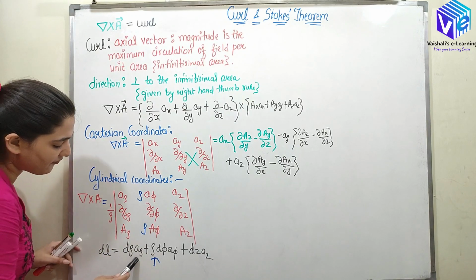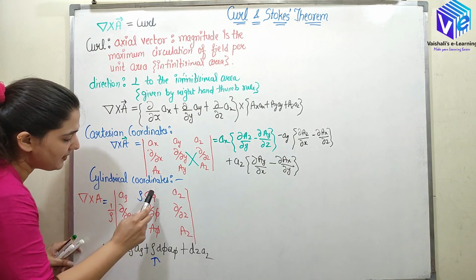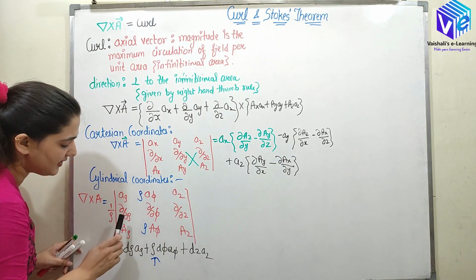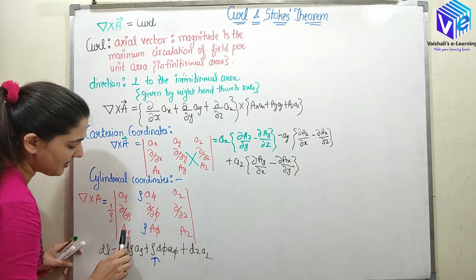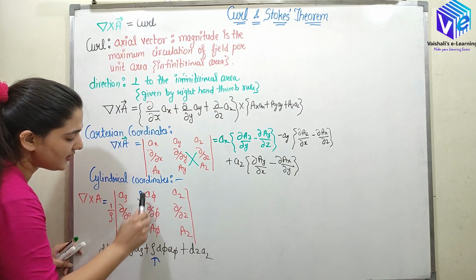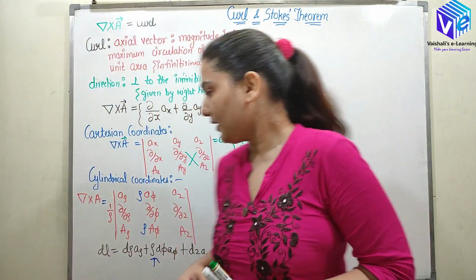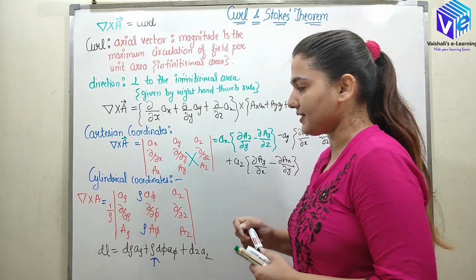And so here the first element is a rho, so I will be having a rho, a phi and az. Del by del rho, del by del phi, del by del z, and here a rho, a phi, az. I am just multiplying with rho in the first case and the last case.